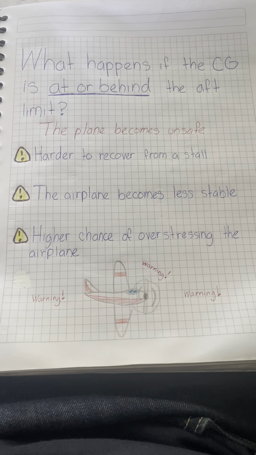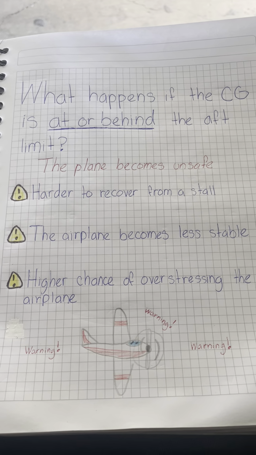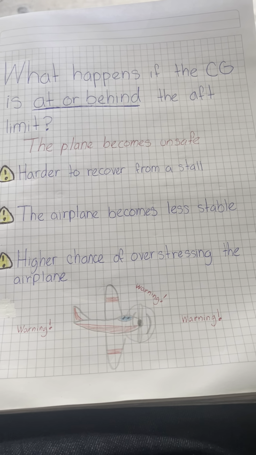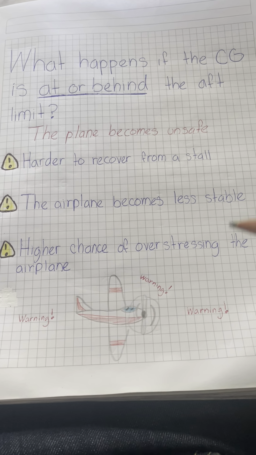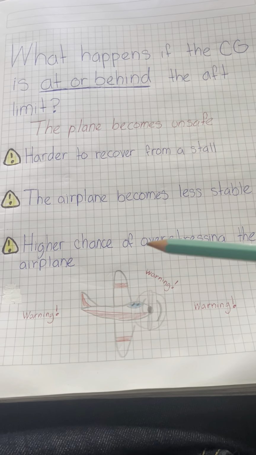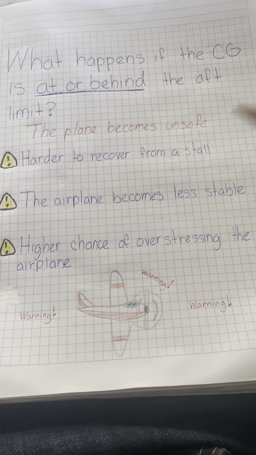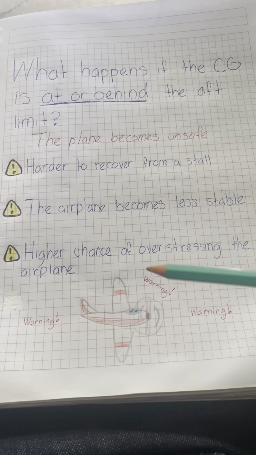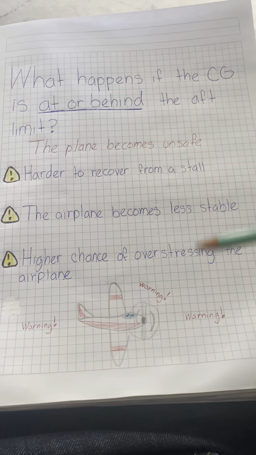And point number 3, higher chance of overstressing the airplane. As we know, it is important to fly with a specific weight on the aircraft to prevent the aircraft from getting damaged. Also, it is important to fly at a certain speed to prevent structural damage in the aircraft. So, depending on the aircraft you're flying, that's the amount of weight that you can fly with, and it also has speed limitations. So remember these 3 points.